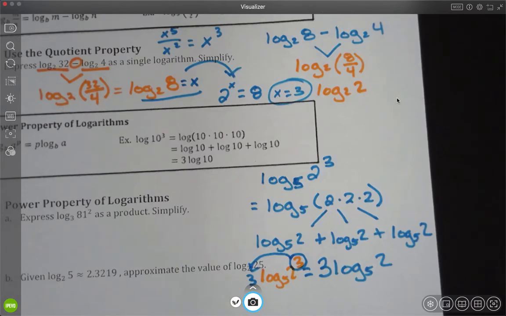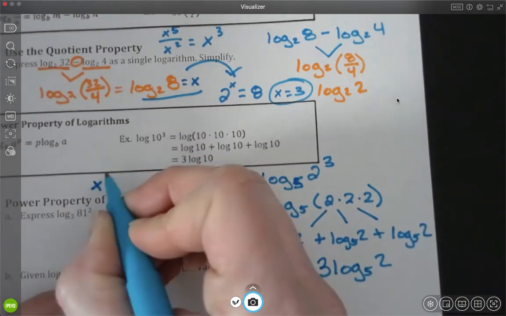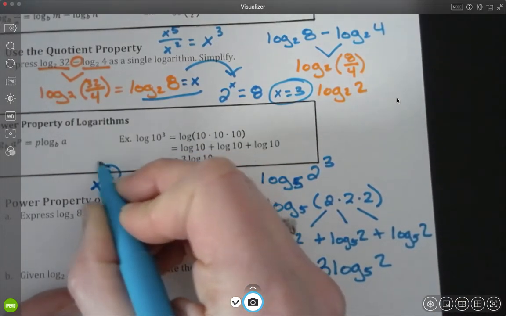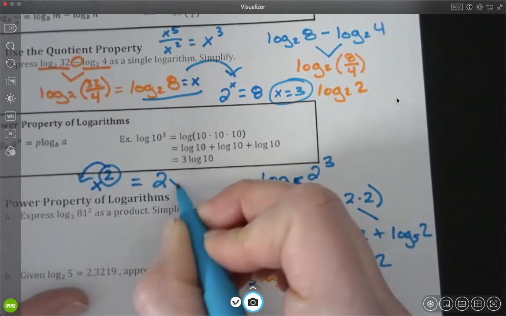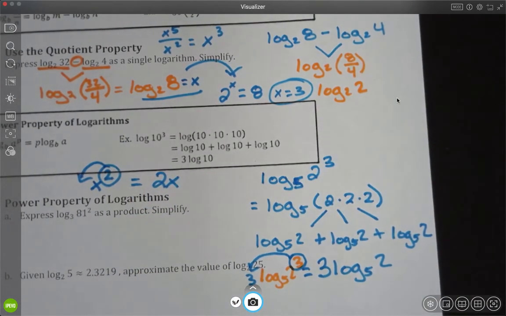Now, that's a little bit different than something we've ever done before, because is it true that this 2 on x squared can come down in front and make 2x? No. But in log world, that's true, right? That 2 will come down in front, or that 3 will come down in front, because of that proof off to the side. That's why that will work.